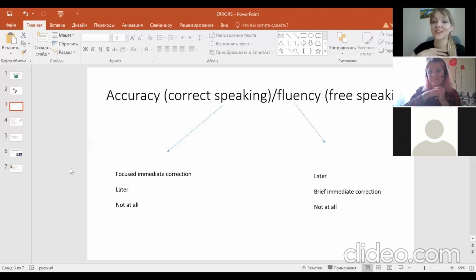Okay, the next question is how to correct, because we now understand that it's better to correct either briefly and right now, or later, or not at all, but how to correct. So maybe you can tell me, what kind of ways do you use to correct?